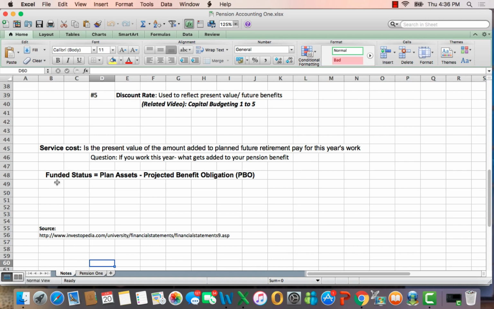And the wrap up here is funded status, which is assets in the bucket, how much do we have in plan assets, less something called projected benefit obligation, how much do we need to pay? So this formula is really the basis for funded pension accounting.